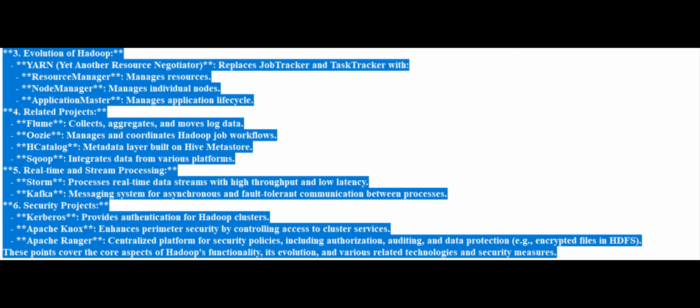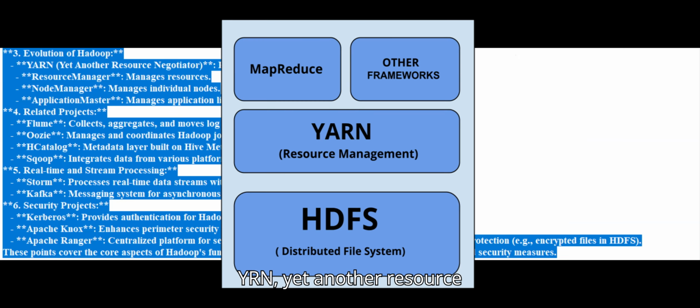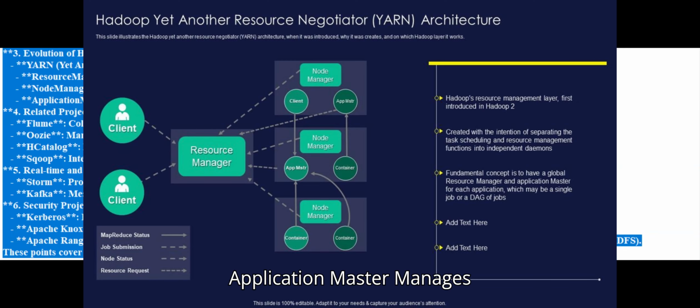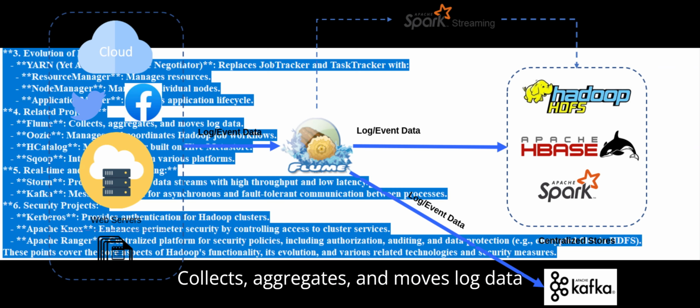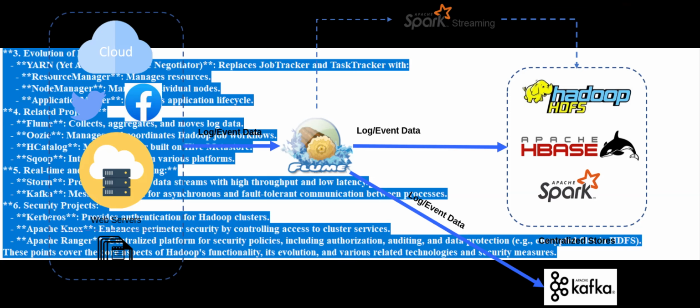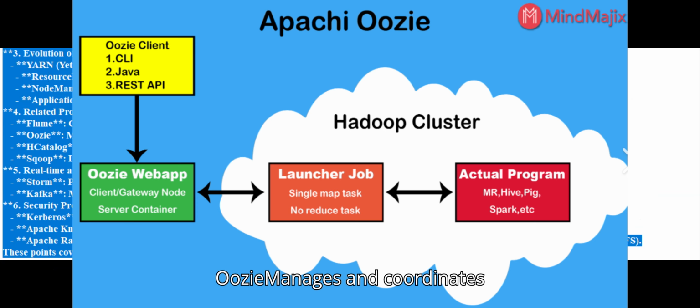3. Evolution of Hadoop. YARN, yet another resource negotiator, replaces job tracker and task tracker with resource manager, which manages resources. Node manager manages individual nodes. Application master manages application lifecycle. 4. Related projects. Flume collects, aggregates, and moves log data. Oozie manages and coordinates Hadoop job workflows.